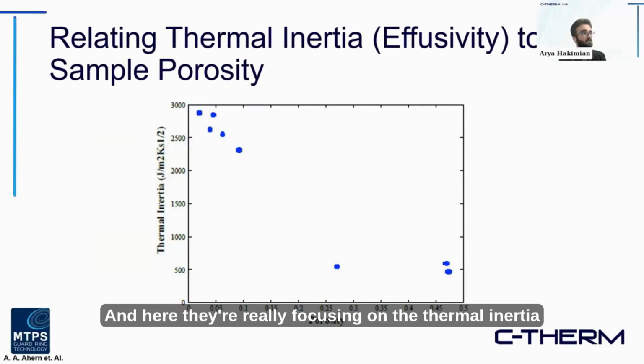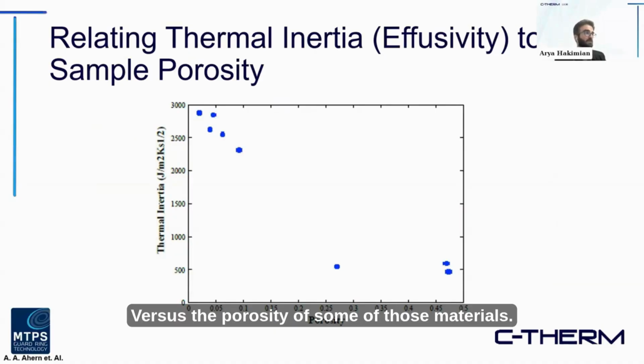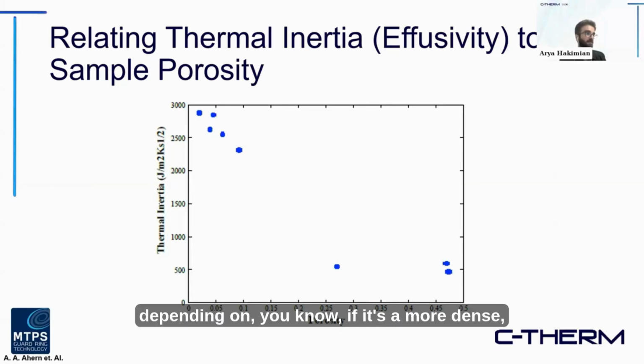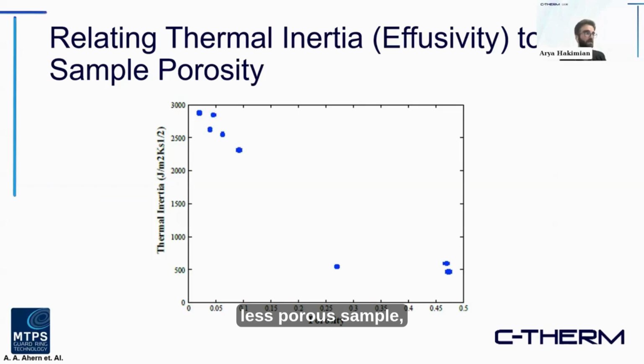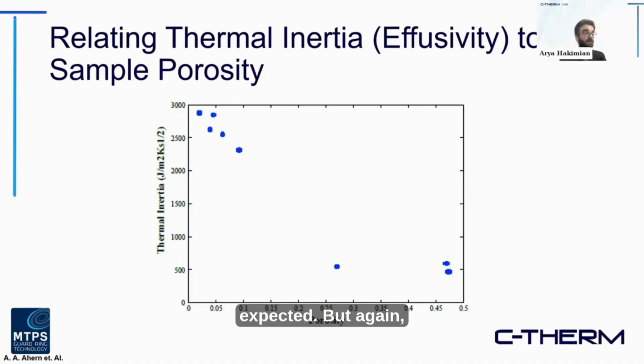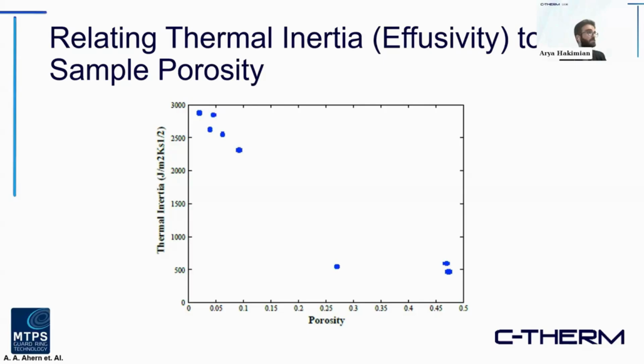And here they're focusing on the thermal inertia or the thermal effusivity versus the porosity of some of those materials. We can see that, depending on whether it's a more dense, less porous sample, typically you'll see a higher effective thermal effusivity and thermal conductivity. And then as that porosity increases, you see the trend that is frankly expected. Again, just some examples and use cases of where these methods are being employed in some more novel ways.